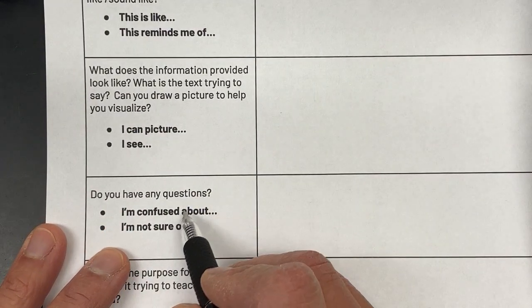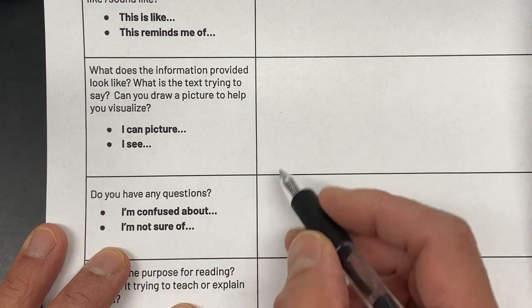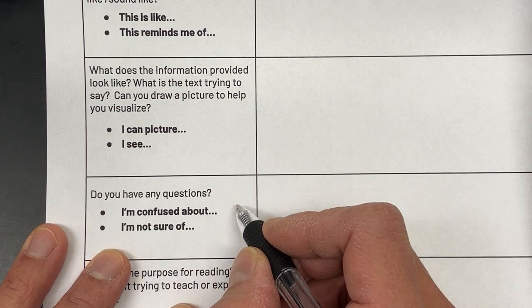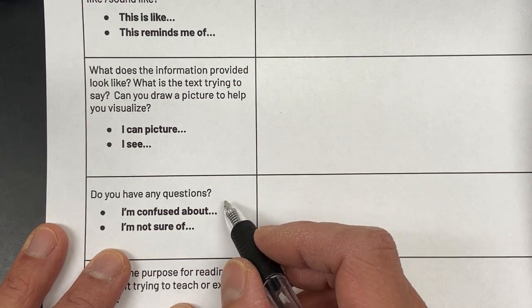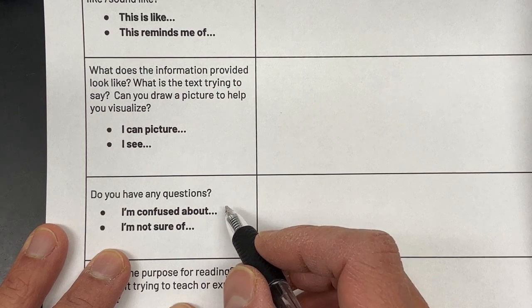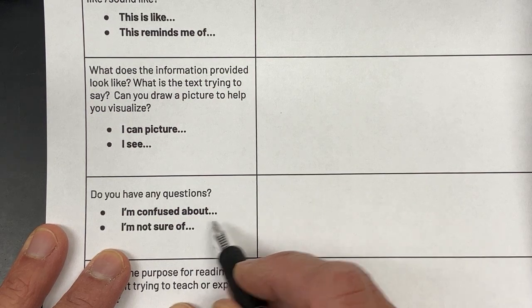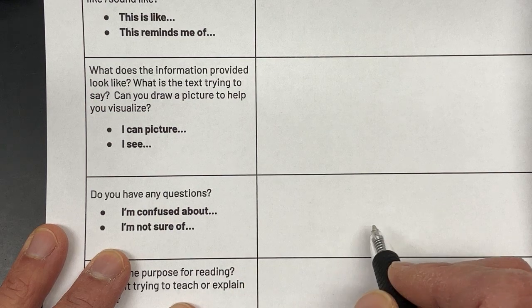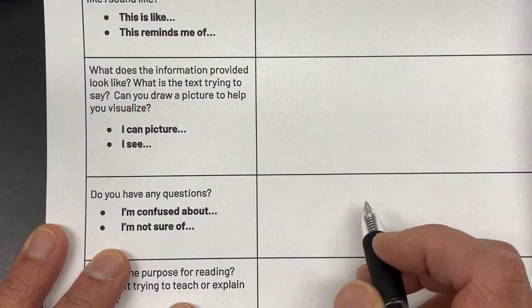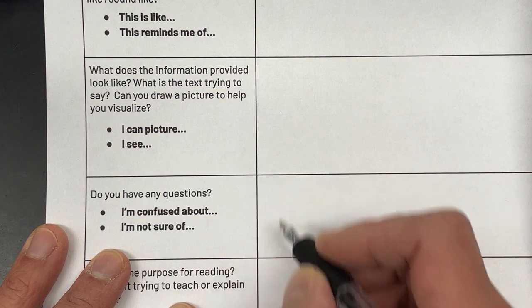The third one is, do I have questions, or am I confused or not sure of something? These could be whole blocks of text that you're not sure of, or something mentioned in the text that you're not sure about. Go ahead and write a question down, like, I'm confused about this, or I'm not sure why this is happening. If it's just a word, you can also write down singular words.